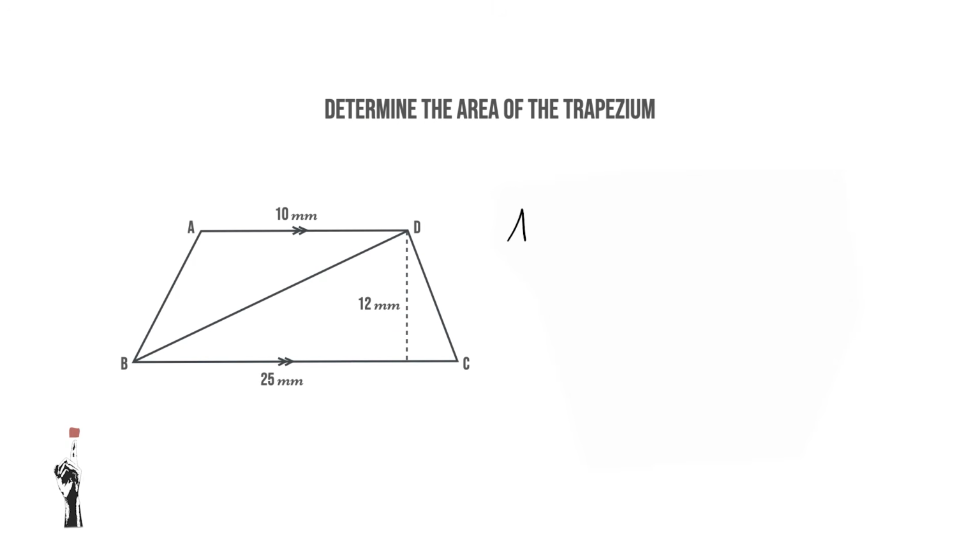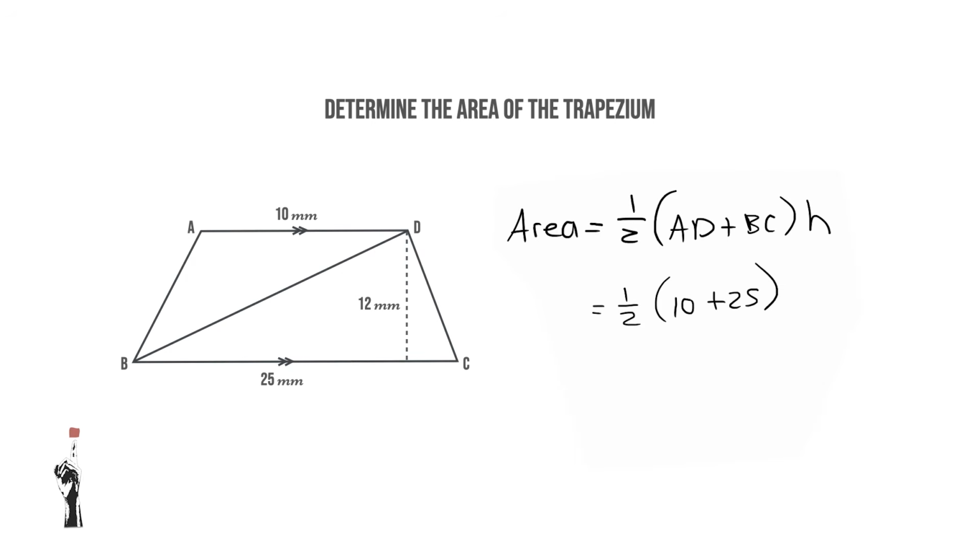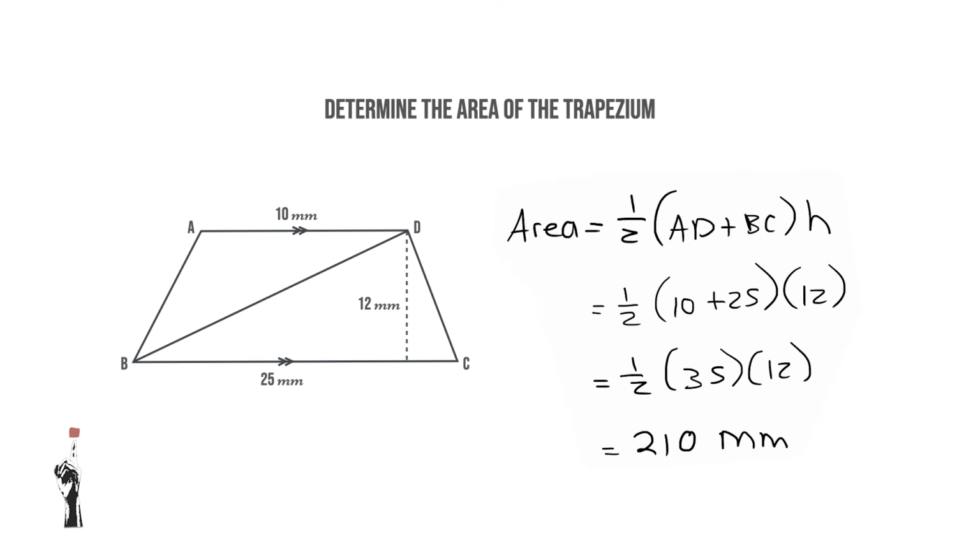I know that area is equal to a half times AD plus BC times perpendicular height. Therefore, a half times 10 plus 25 times 12. A half times 10 plus 25 is 35 times 12. And this gives the final answer for area as 210 square millimeters.